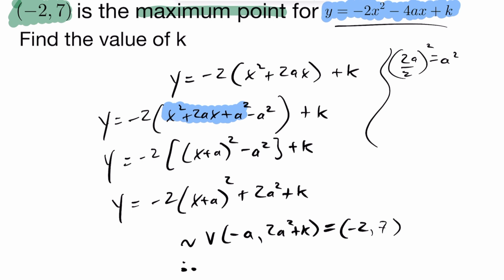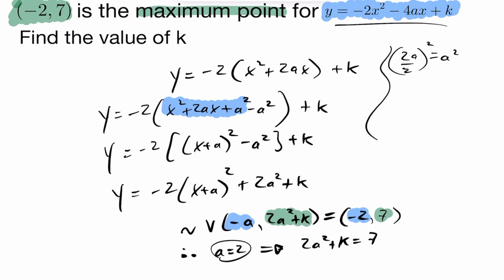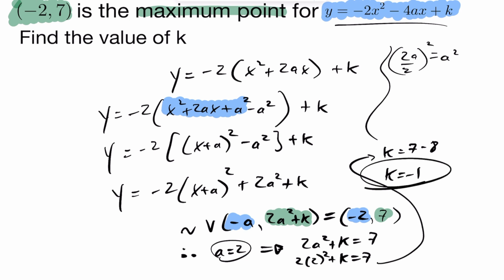So from here, I can equate the x-coordinates. If they do line up, I can solve for a, and I can use that to solve for k. So from equation 1, I have a equaling 2, which implies that 2a squared plus k equals 7, or 2 times 2 squared plus k is 7. Let's go over here. I end up getting k is 7 minus 8, in which case my k value comes out to be -1. So for this question from the CMC, we've got a k value equaling -1.